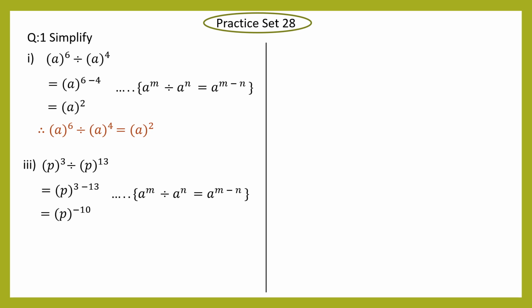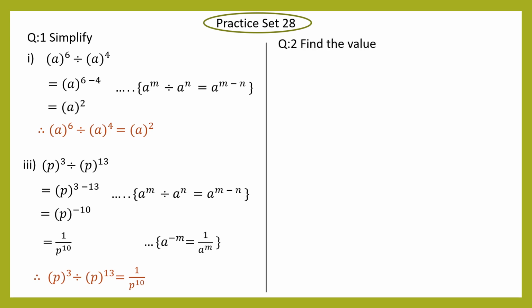Now, please see that we convert this negative power into the positive. So we can apply the law, that is a raised to minus m is equals to 1 upon a raised to m. So it will become 1 upon p raised to 10. Reason, a raised to minus m is equals to 1 upon a raised to m. We can write the final answer, therefore p cube divided by p raised to 13 is equals to 1 upon p raised to 10.